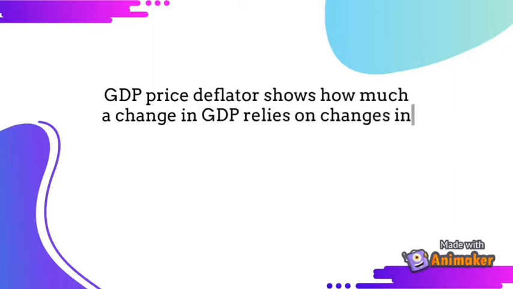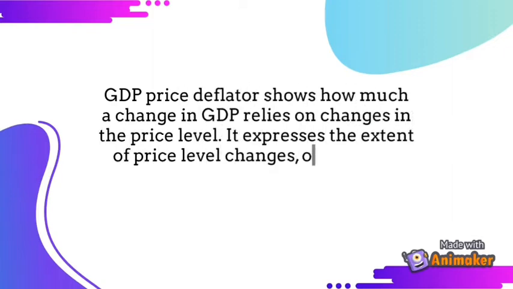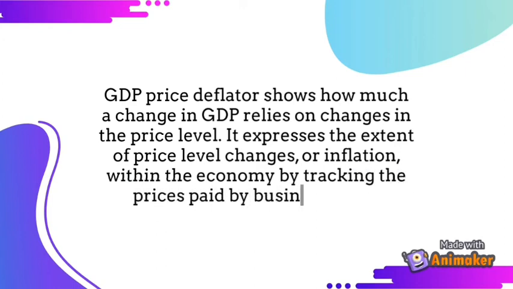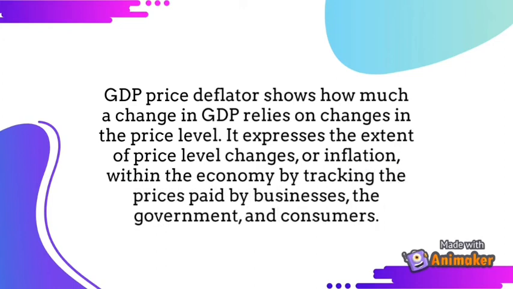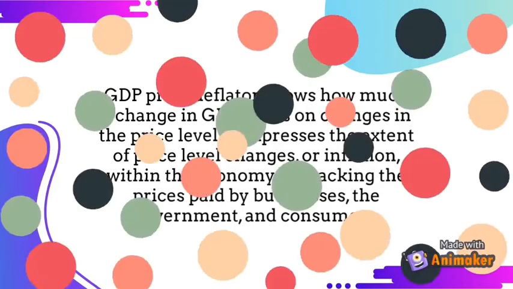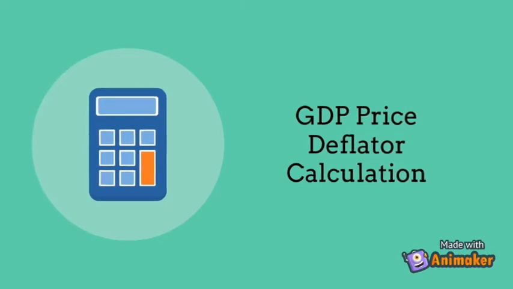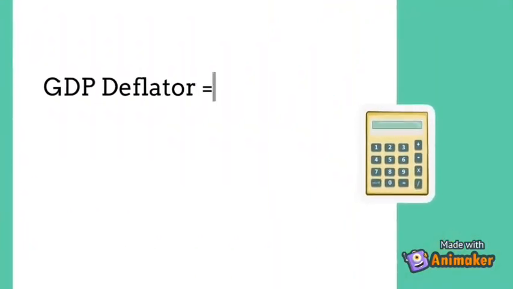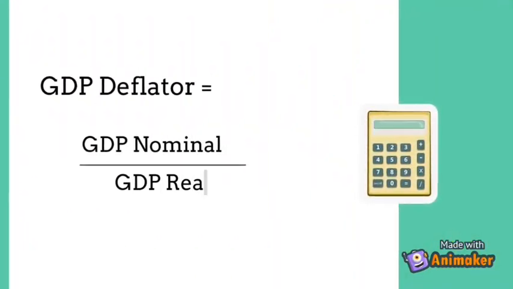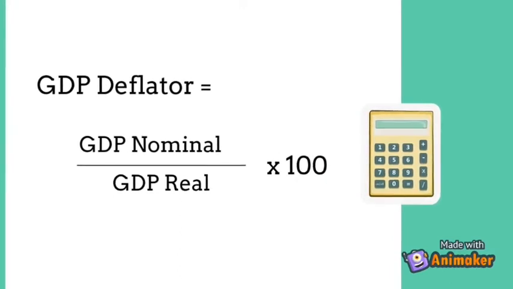GDP price deflator shows how much a change in GDP relies on changes in the price level. It expresses the extent of price level changes, or inflation, within the economy by tracking the prices paid by businesses, the government, and consumers. GDP price deflator calculation. The formula is that the GDP deflator is equal to nominal GDP divided by real GDP and multiplied by 100.